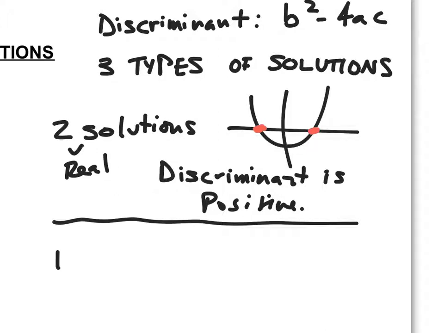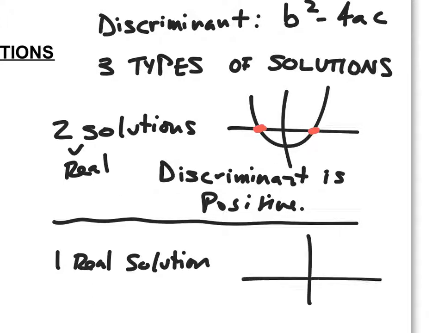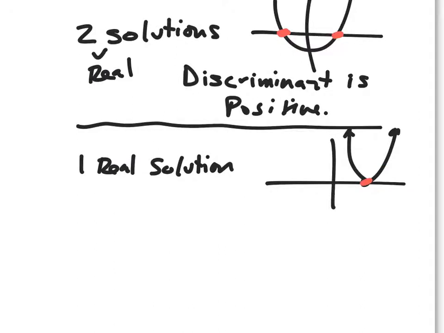If you have one real solution, that means that your parabola is going to cross the x-axis at one point, and it's going to look like that. So you have one real solution. This occurs when your discriminant is 0.